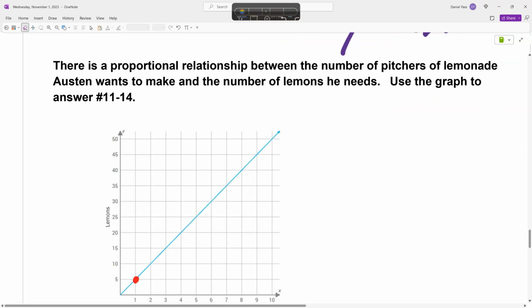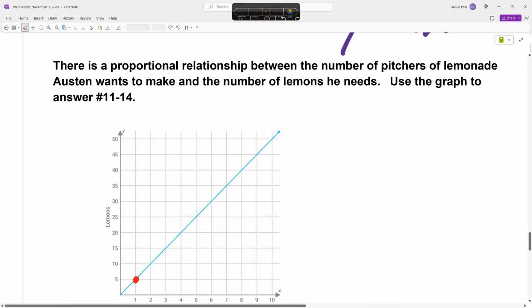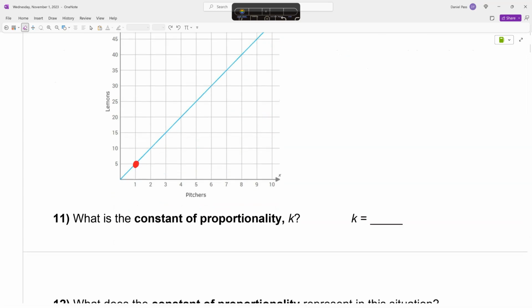Okay, there's a proportional relationship between the number of pitchers of lemonade and the number of lemons. ¿Cómo se dice lemon en español? Limón. Limón, that's right. Almost the same. Not the same. All right. So, I know my Spanish is terrible, but I like the language, so.